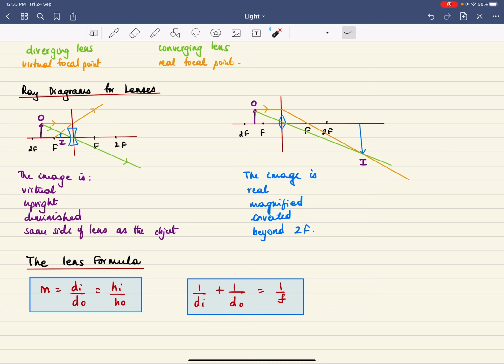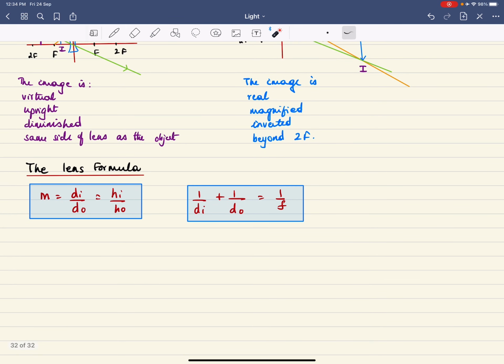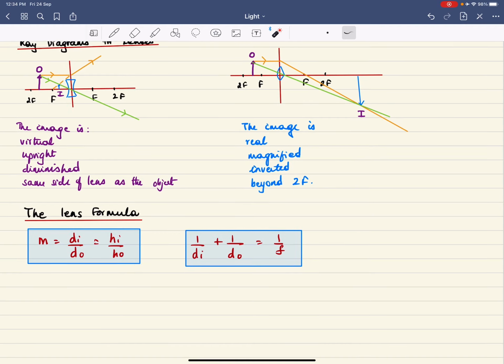For the convex lens, light goes through, but it actually goes through the focal point. The other one goes through the optic center, and where they actually meet, you get your image over here. So it's real, inverted, enlarged, and it's beyond 2F. The lens formula is exactly the same as the mirror formula. So you've got both of these, and you again use real is positive, virtual is negative. So I hope that helps.